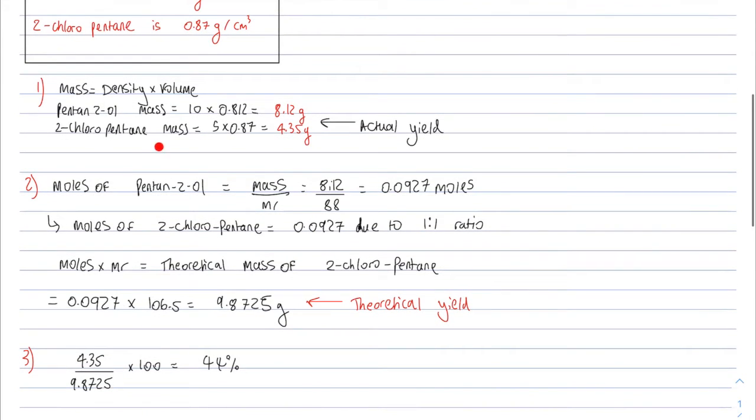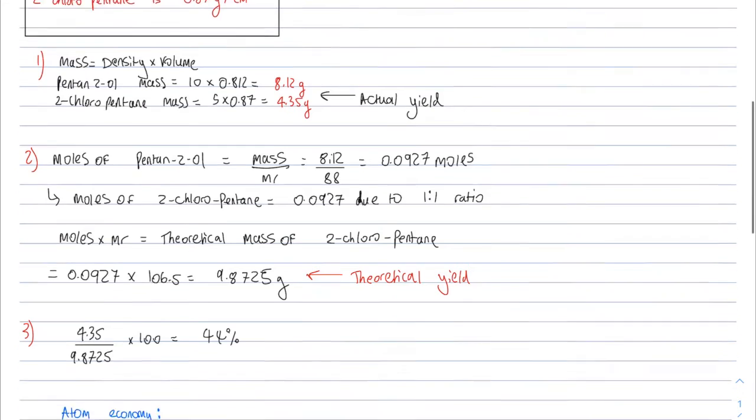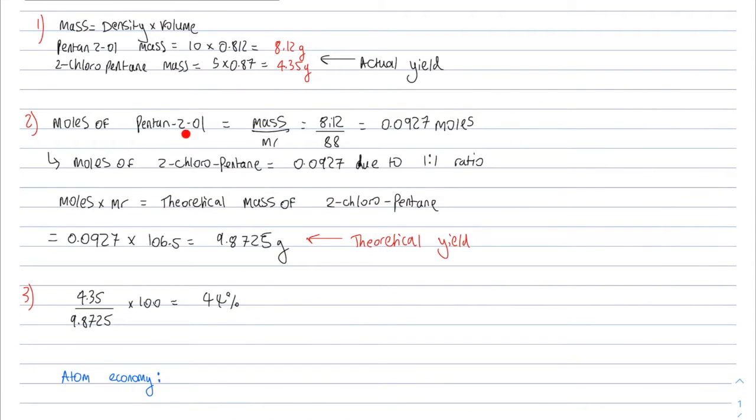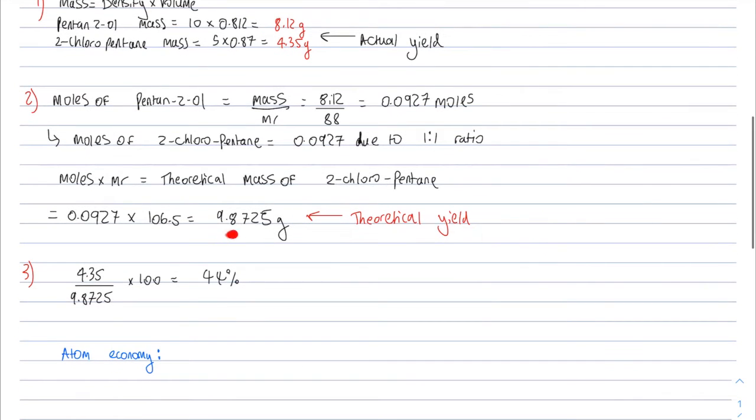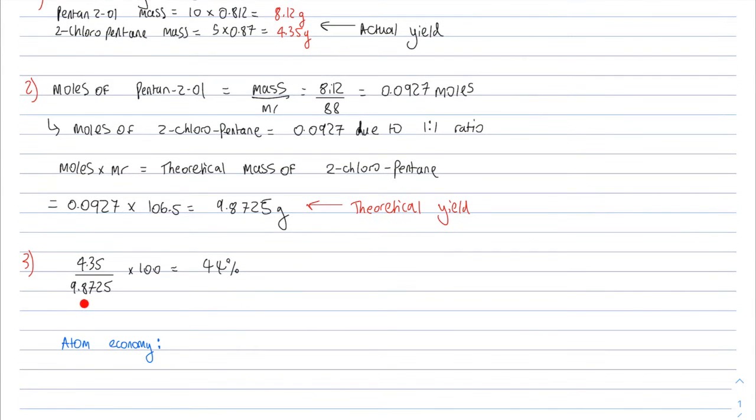So, first step was to calculate the actual mass of 2-chloropentane using mass equals density times volume. Then we calculate the moles of pentan-2-ol, and there was a 1-to-1 ratio, so the moles of 2-chloropentane was also the same. Then we calculate the theoretical mass of 2-chloropentane by multiplying it by the molecular mass of 2-chloropentane. And we got that. And then we simply substituted it into our formula and we got an answer of 44%.